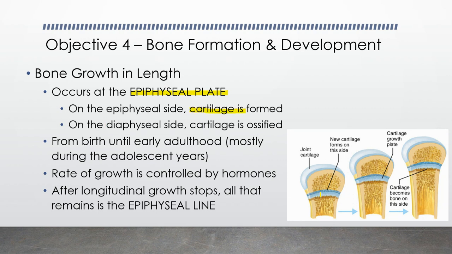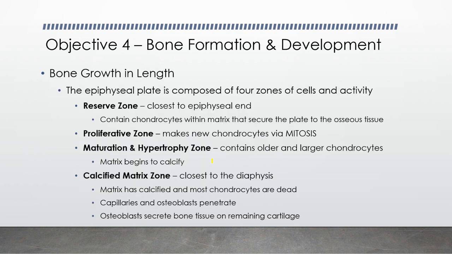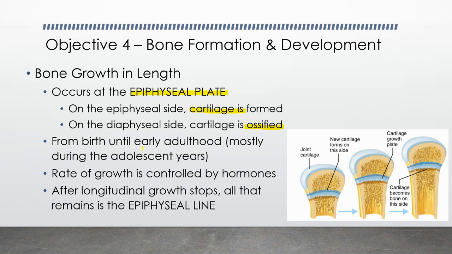And then on the diaphysis side, so here on the inside, this is where the cartilage is going to be ossified. So that's where the new bone is going to be forming. This is going to take place up until early adulthood, and then at that point your epiphyseal plate is going to turn into your epiphyseal line. This growth is regulated by hormones. We'll look at that in a little more detail in a little bit. And then once again, after that longitudinal growth stops, that's when that cartilage is going to be replaced by just the epiphyseal line.